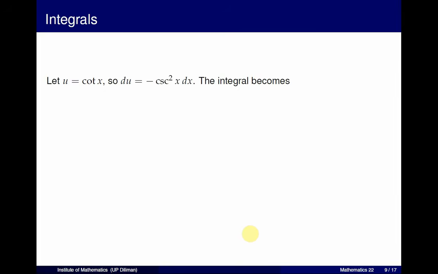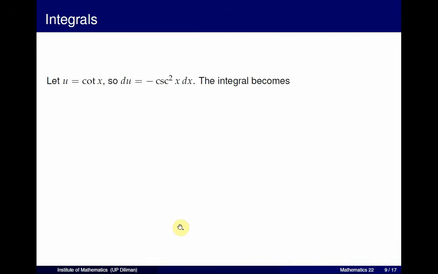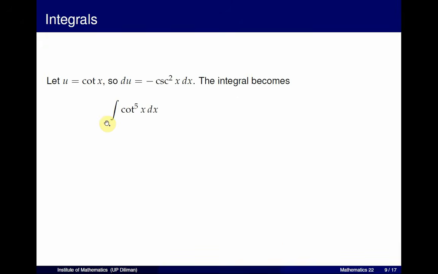So let u be cotangent x. So du is negative cosecant squared x dx. And let's apply the substitution to this integral here. So the integral becomes our original integral, cotangent to the fifth of x dx, is equal to cotangent cube x becomes u cube and then minus u times cosecant squared x dx, which is negative du. And then plus ln of absolute value of sine x. And then let's just put the negative sign here on the du outside.